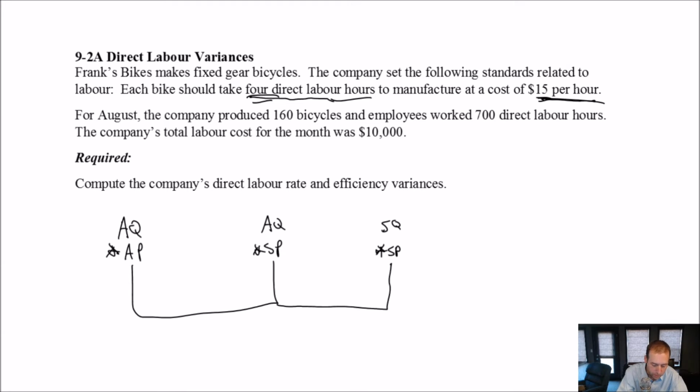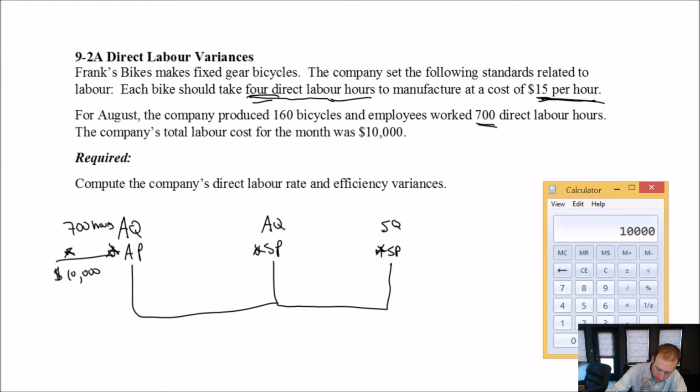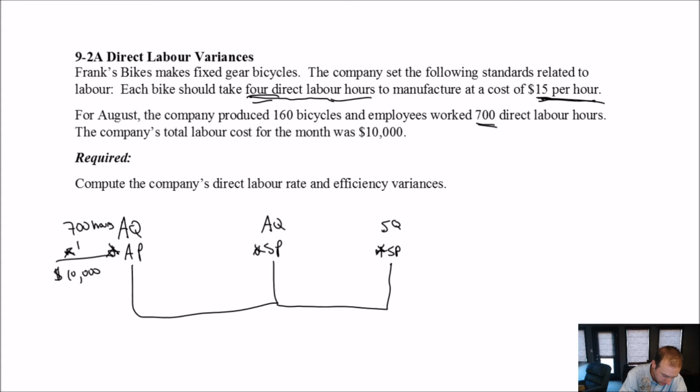For August, the company produced 160 bicycles and employees worked 700 direct labor hours. Okay, that's our actual quantity worked. The company's total direct labor cost for the month was $10,000. Well, our AQ is 700 hours. Our AP, our price per hour, we don't know, but we know in total we paid our employees $10,000, so we can work backwards and figure out the average hourly rate of our employees. $10,000 divided by 700 is $14.29 per hour.